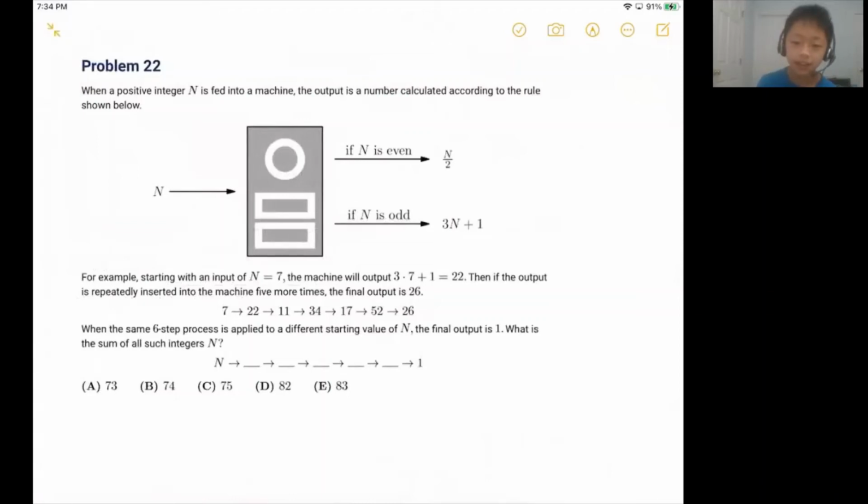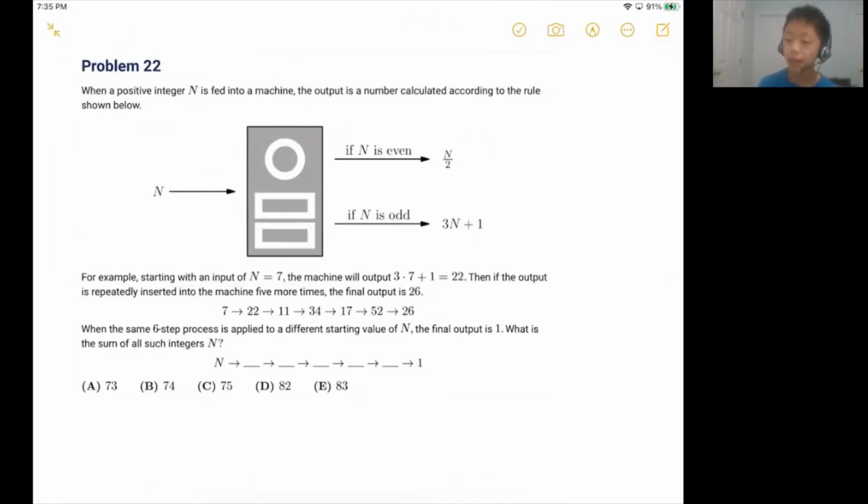Okay, yeah, so this is definitely a challenging problem. So in this question, we're told that when we have a positive integer n, and we feed it into this machine, the output number is calculated by the following rule, and they were nice and gave us a visual here. If n is even, then you just divide by 2. That's pretty simple. If n is odd, then you triple n and add 1.